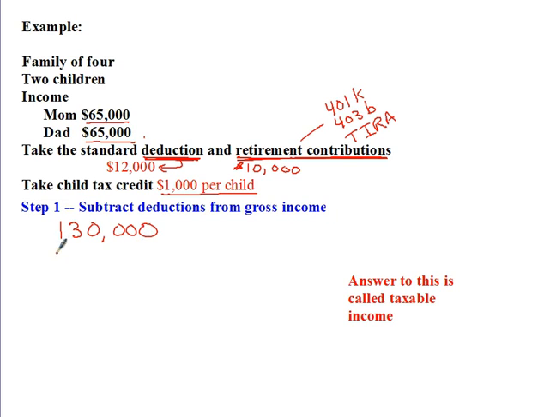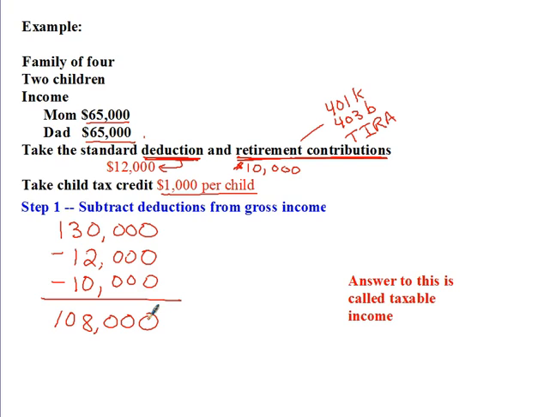Now we subtract away any deductions they get. They're going to take a standard deduction of just $12,000. And they get a deduction for putting $10,000 into retirement accounts, so that's minus $10,000. I'm going to do this calculation while you're doing it. $130,000 minus $12,000 minus $10,000 gets me to $108,000.